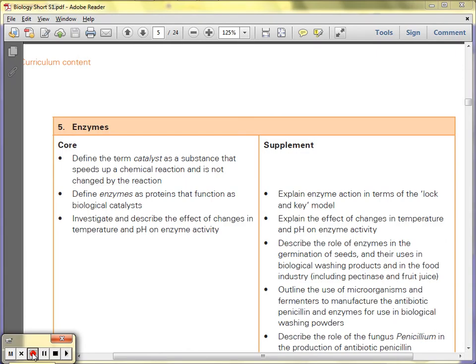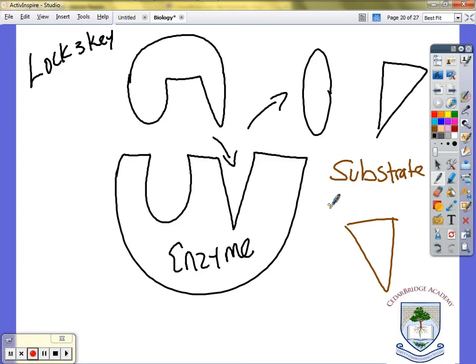Lock and key theory, or lock and key model, whichever one you want to call it. So that's your lock and key. Lock and key is all about the active site and the fact that only specific substrates can fit on the active site.